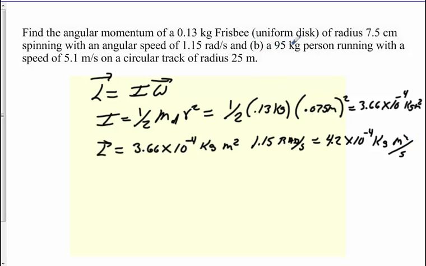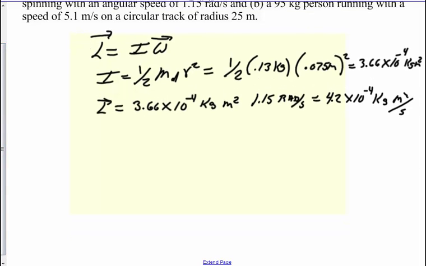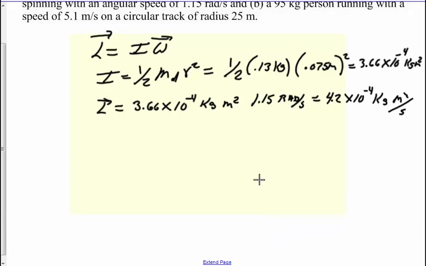All right, the second one, I have a 95 kilogram person running with a speed of 5.1 meters per second on a circular track of radius 25 meters. Just draw a quick circle here. This will be my person running around the track.